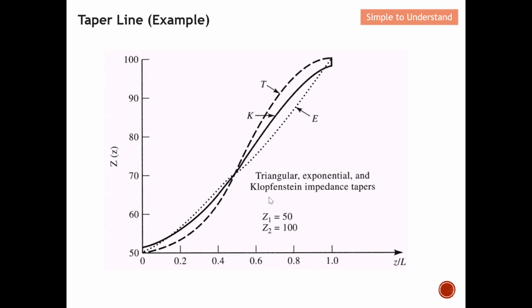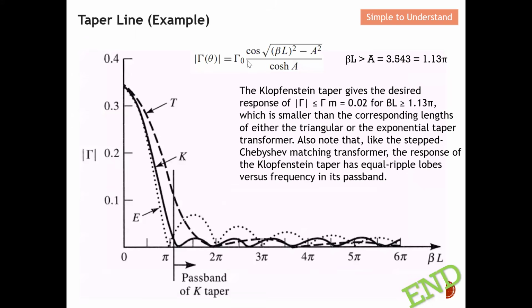So basically in short, this diagram here shows the four types of taper line: the linear, the triangular, the exponential, and the Klopfenstein impedance tapered line. Okay, let's come to the reflection coefficient. This is the reflection coefficient for all three types here. Firstly will be the triangular, the Klopfenstein, and also the exponential.